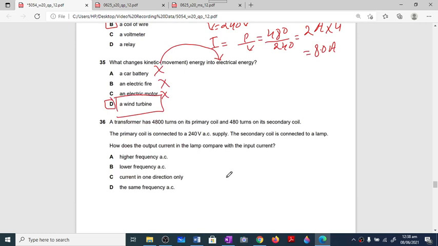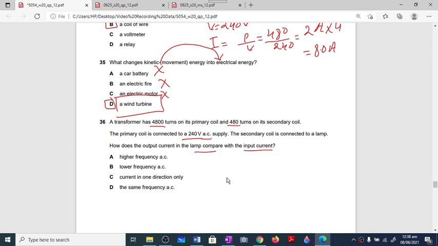Question number 36, a transformer has a primary turn of this and secondary turns are 480. The primary voltage is 240 alternating current. The secondary coil is connected to a lamp. How does the output current in the lamp compare with the input current?